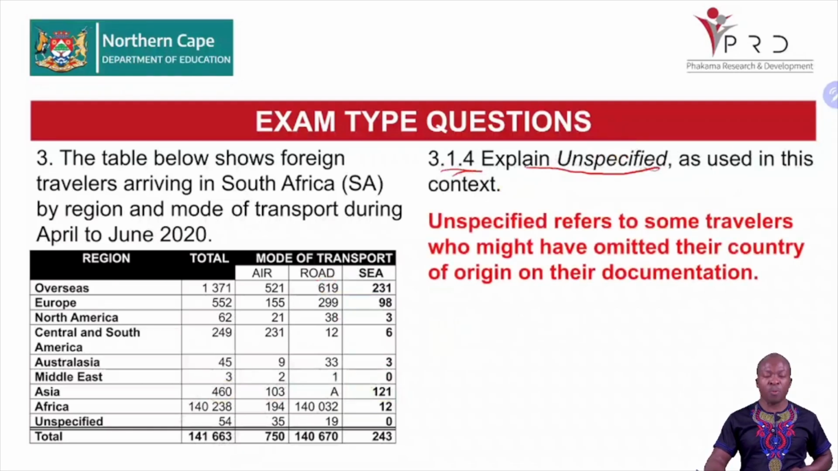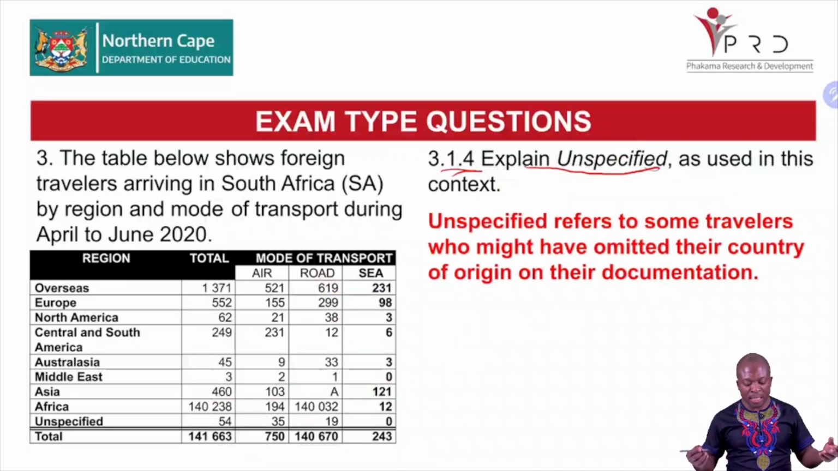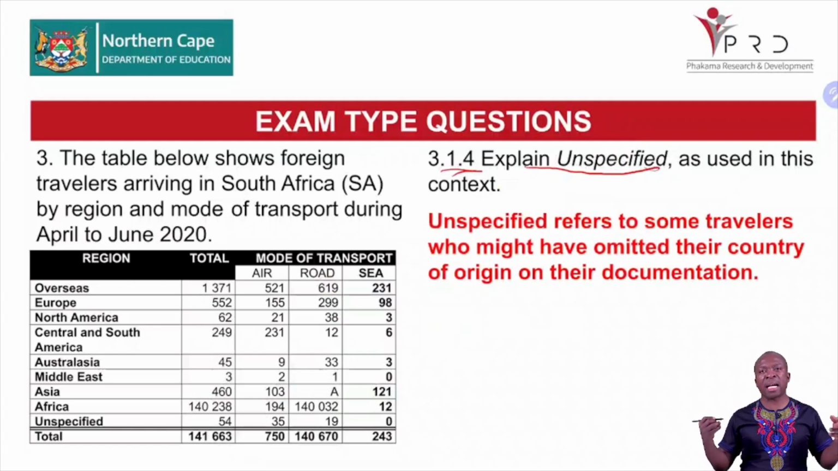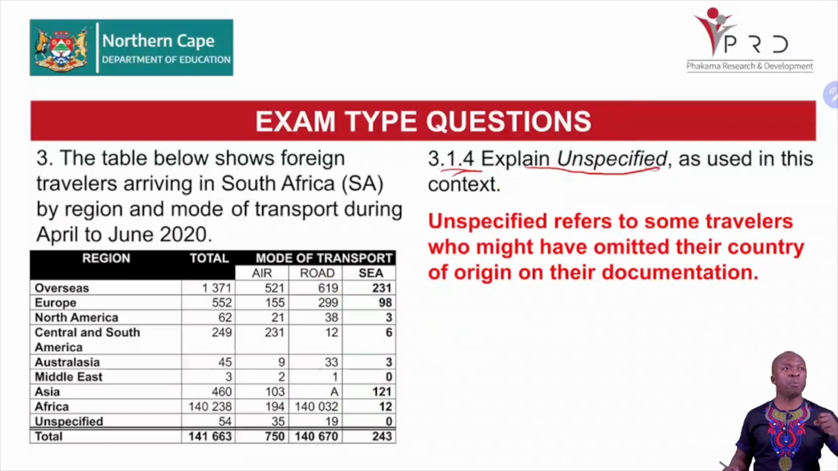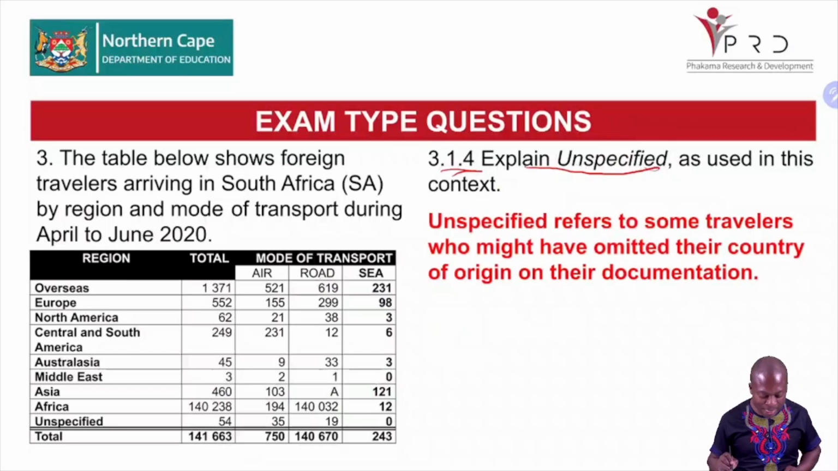Okay, so when we talk of unspecified, we are looking at travelers who might have omitted their country of origin in their documentation. It's like when they were applying for visas and other things, they did not even remember to write the country where they are coming from. That's why they call them unspecified. So yes, they have a place where they are coming from, like maybe they are from Asia or Europe, but they did not write it down. So we consider them as unspecified.